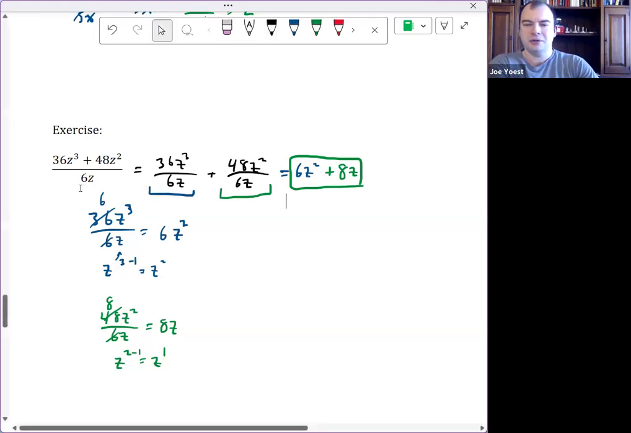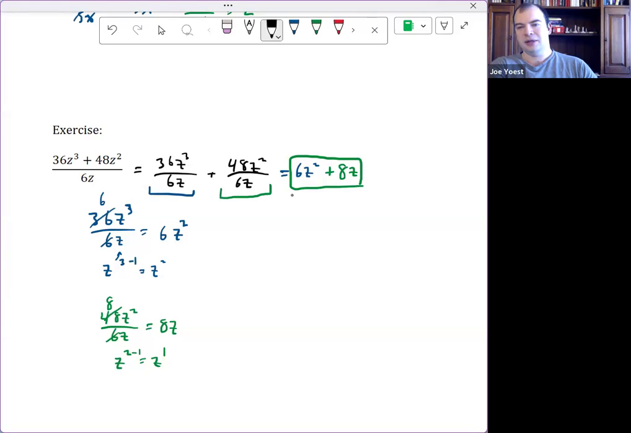Okay, so we just follow that same pattern. We break up the numerator, keep it over the same denominator. So we have 36z cubed over 6z plus 48z squared over 6z. Then we take the first term, the 36z cubed over 6z. We divide out the 6 from the numerator and denominator. 36 is 6 times 6, so we're left with a factor of 6 up top. And then z cubed over z is z to the 3 minus 1 power, or z squared. So I have 6z squared coming from this first term.